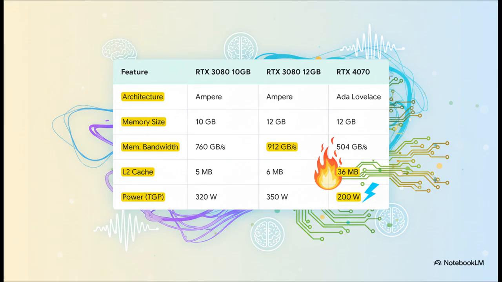It's not even close. But then your eyes drift over to the RTX 4070 and you see that massive L2 cache and whoa, look at that power number, 200 watts compared to 350. That's a huge difference. We're talking about real money on your electricity bill and a lot less heat being dumped into your room.